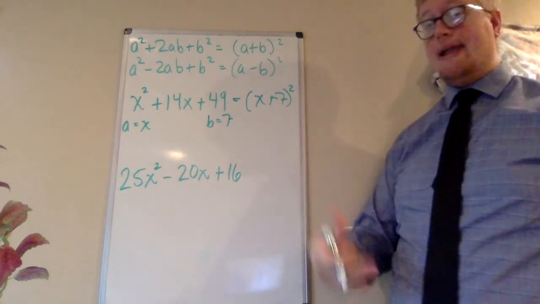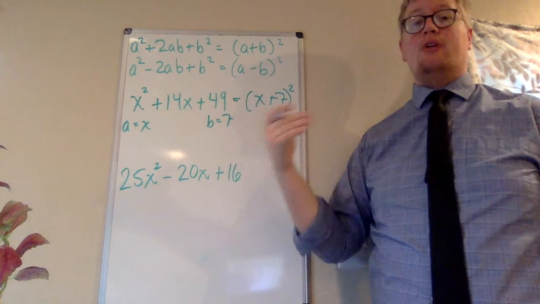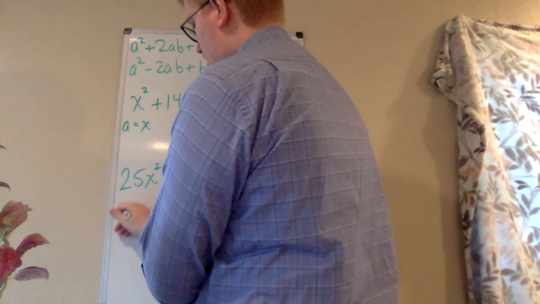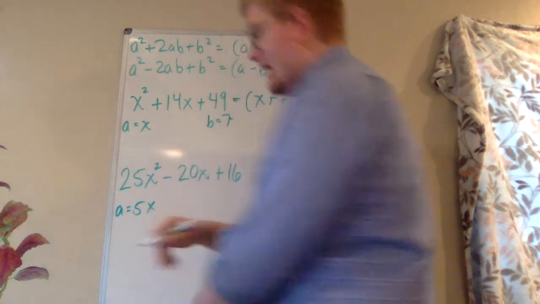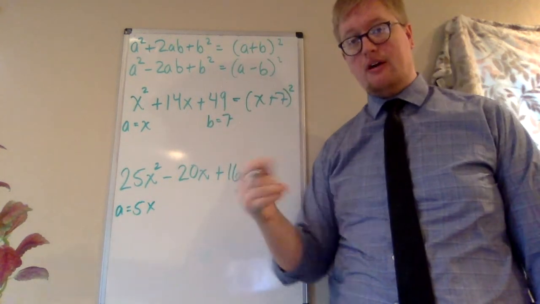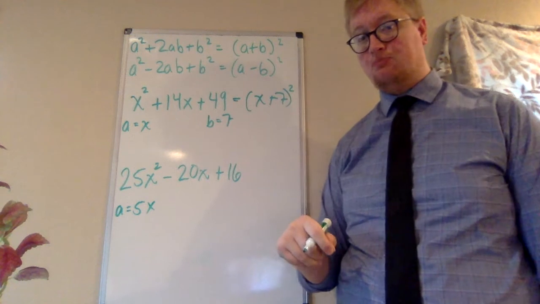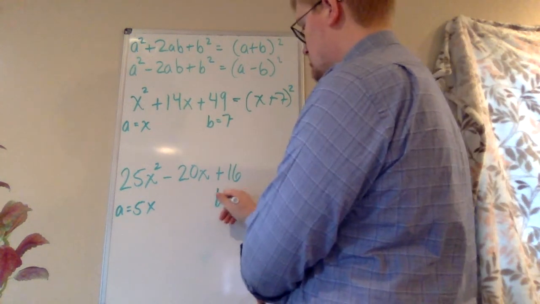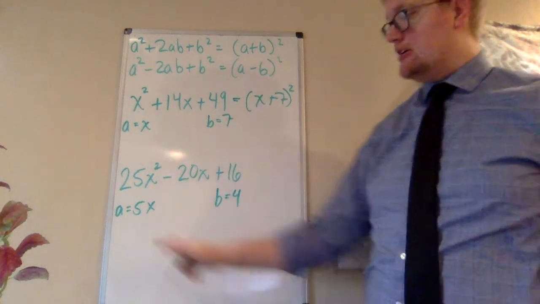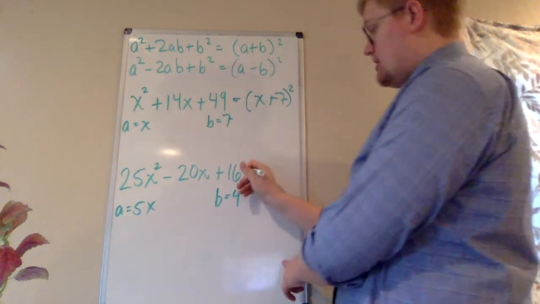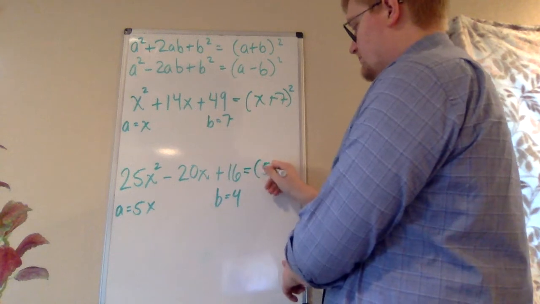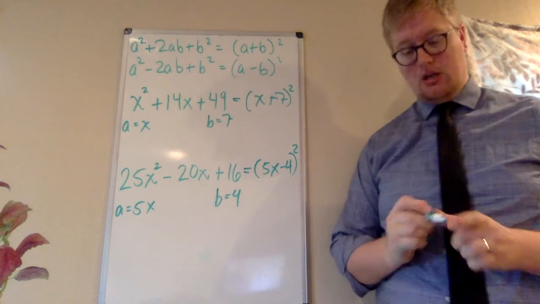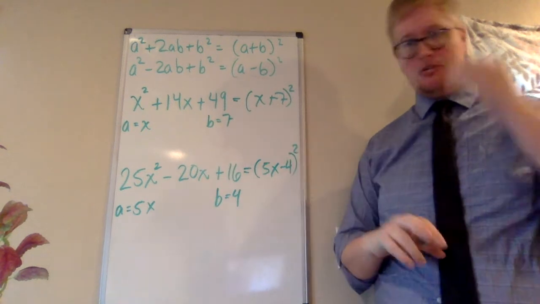So I need to find out what a is. I need to find out what b is. In order to find out what a is, I take the square root of my first term. So I have a equals 5x, because the square root of 25 is 5, and the square root of x squared is x. And then I have the square root of 16, which is 4. This is a, this is b. My answer is 5x minus 4 squared. And that's it. So for these problems, it's pretty much the only thing you have to do.